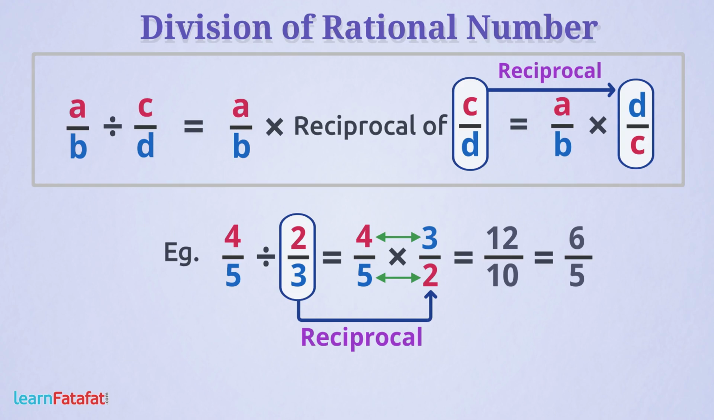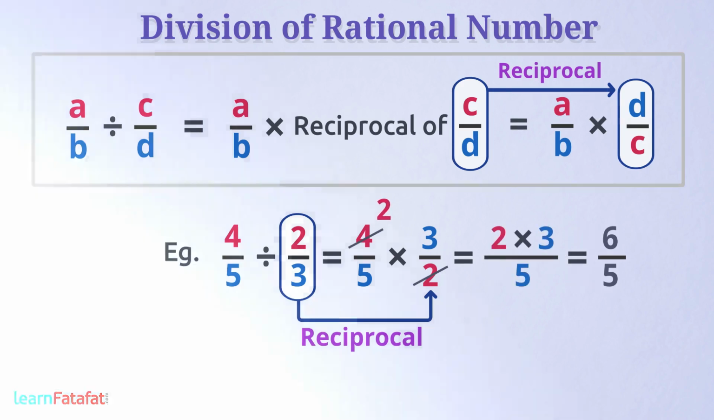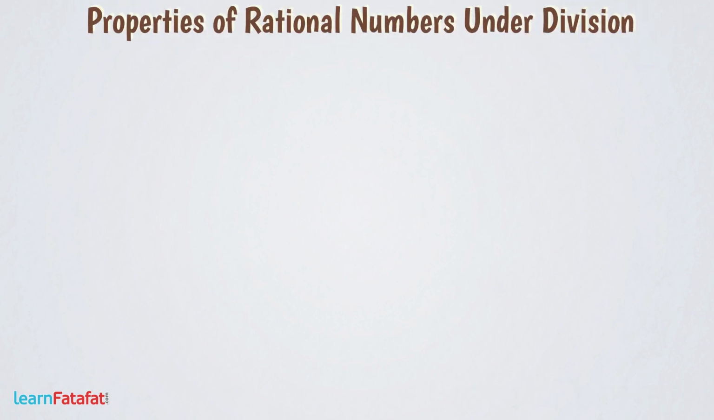To make calculations simple, you can also divide 4 by 2. Solving in such way also gives same result. Now let's learn some of the properties of rational numbers under division.